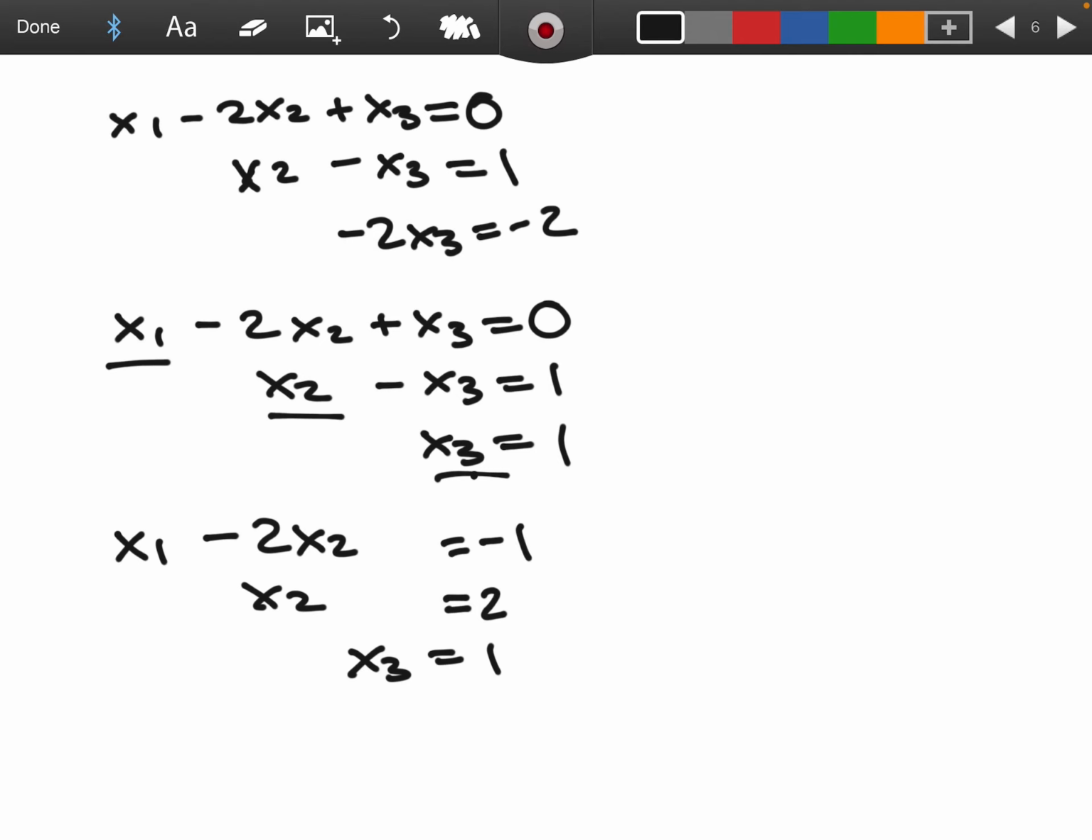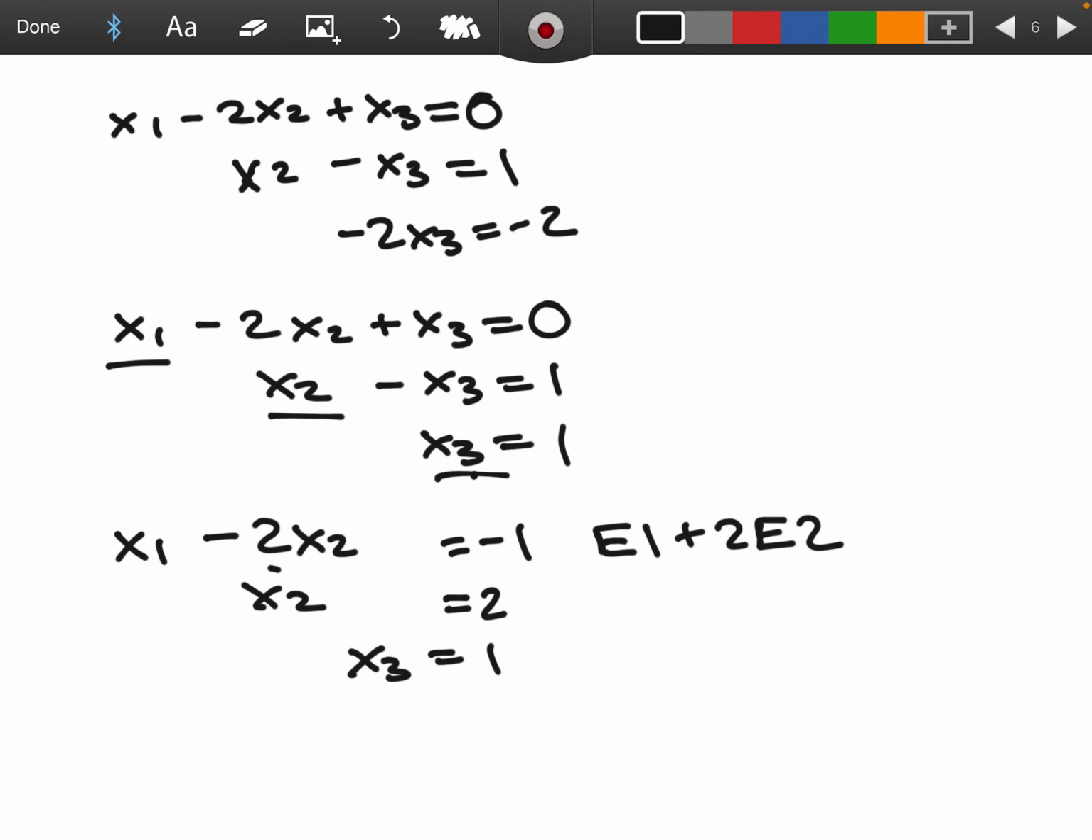The only thing I have left to do now is to eliminate x2 from my first equation, again working bottom up. So if you do that, I can take my first equation, E1, and I can add 2 times my second equation.